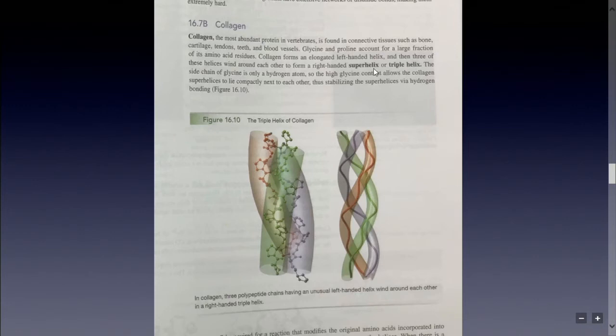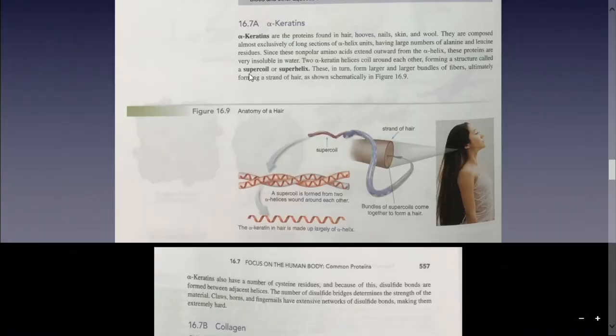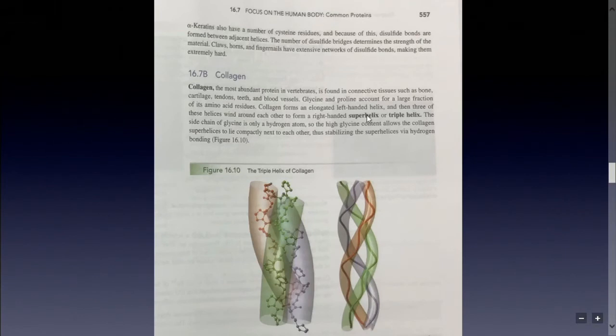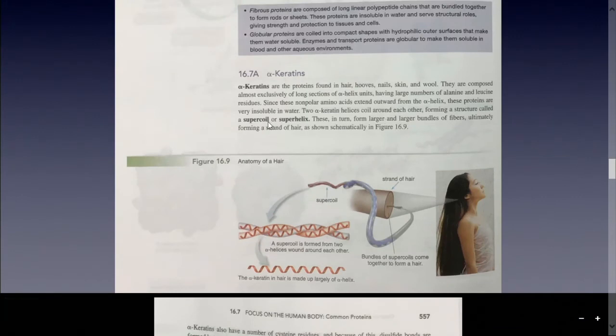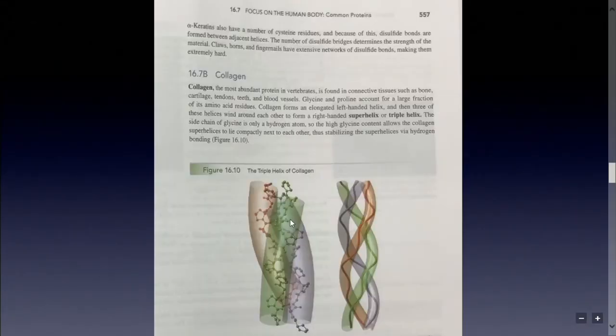You could call it super helix, but remember how this was called a super coil? It's called a super helix too. So super helix is vague. Triple helix is more detailed here, and super coil would be more detailed to describe the 2 alpha polypeptides and keratin.